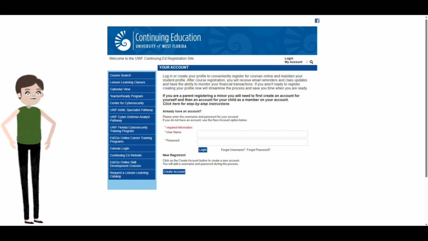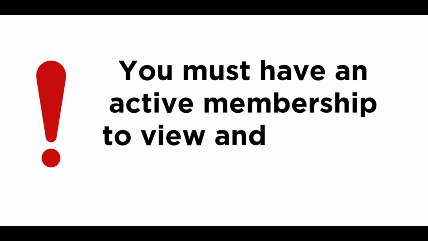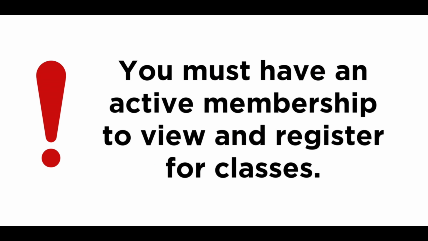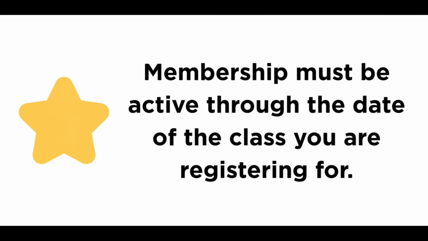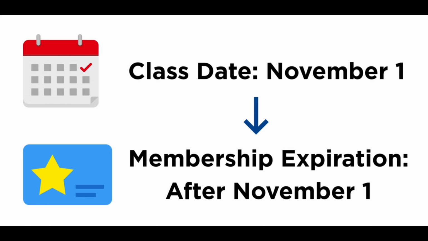Once you log in, you must purchase a membership in order to see and register for Leisure Learning member classes. You must have an active membership through the date of the class you are registering for. For example, if you want to register for a class that's on November 1st, you must have an active membership that does not expire until after November 1st.